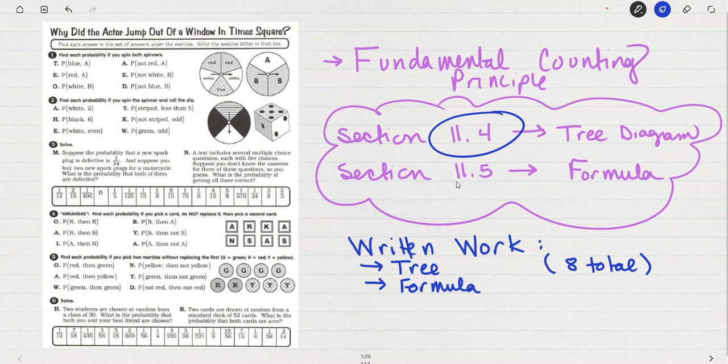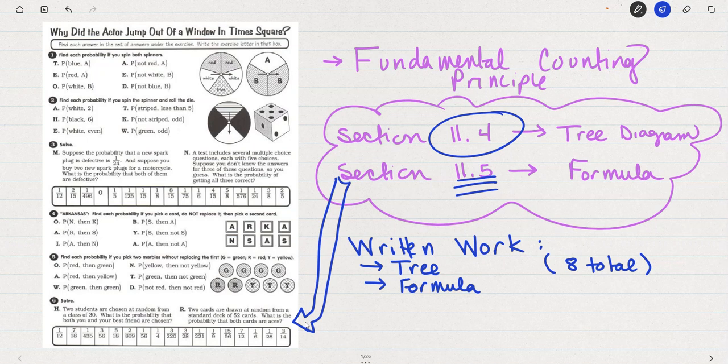We will touch on a preview of what will come in section 11.5, because two of these problems, the problems in number 6 here, are really not suitable for completing with a tree diagram. So I'll address the method of solving problem number 6 with a formula.